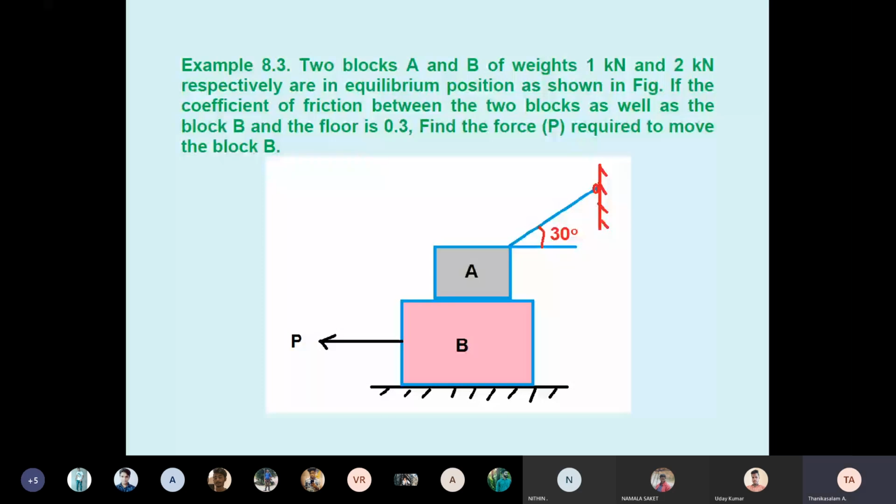Namala Sagat, can you read the problem? Namala Sagat. Yes, sir.